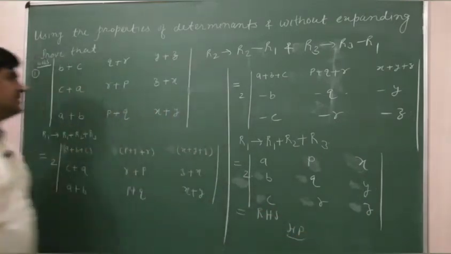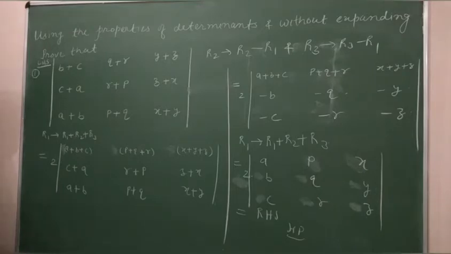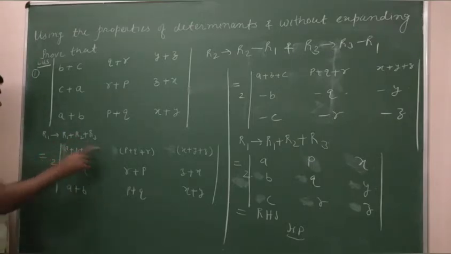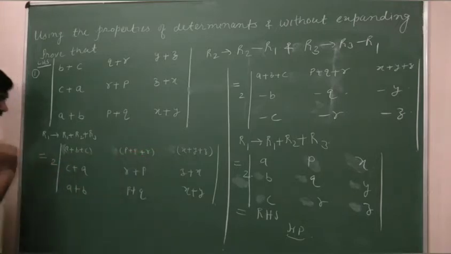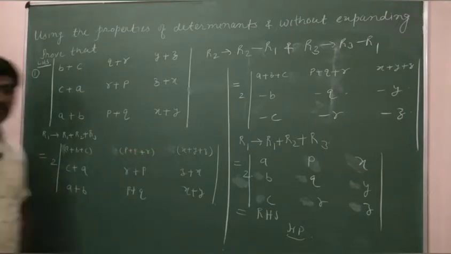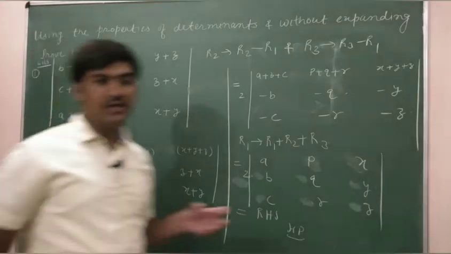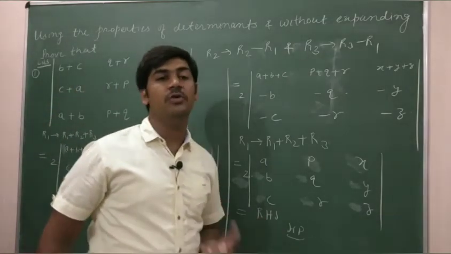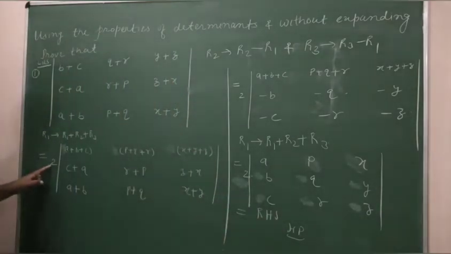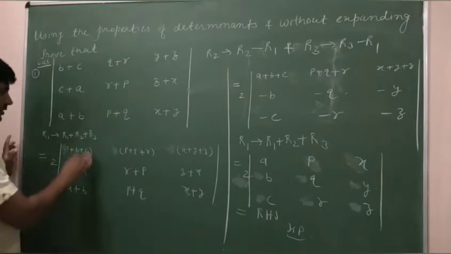Students, once again understand what I have done. First of all, the property that I have used in LHS is R1 plus R2 plus R3, R1 to be replaced by the sum of R1, R2 and R3. Then we have got this particular step, and from that step here we are getting 2, 2, 2. That 2 I have taken common, as one of the properties says that we can take any element common from any row or any column. So after taking this 2 common, we have got this one.